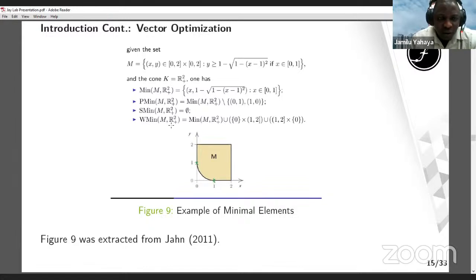Now the next thing we're going to look at is the weakly minimal. The weakly minimal elements are from 2 on the y-axis to 2 on the x-axis. It takes all of the Pareto non-dominated solution line, the whole Pareto front line from 2 to 2. This shows that weakly minimal is the largest of all the sets of solutions. The properly minimal and the minimal are in most cases smaller. So whenever we're looking for a solution, in most cases we'll go for weakly minimal.